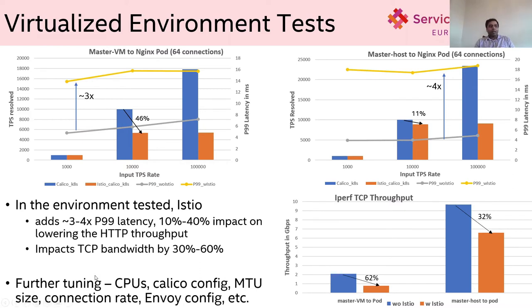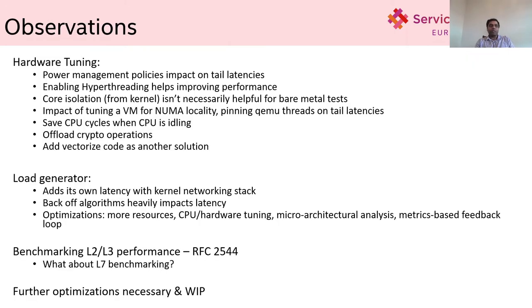And we could tune across the stack, starting from CPUs. In this case, we have 10 cores made available for the VM, right? So the number of cores, type of cores, Calico config with respect to MTU, connection rate, or your Envoy config with respect to number of cores versus number of Envoy worker threads. So there are a lot of variables across the stack that we could look into or tune.